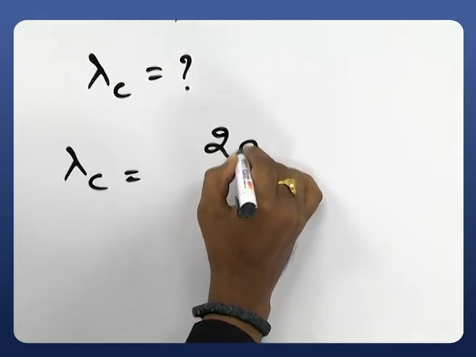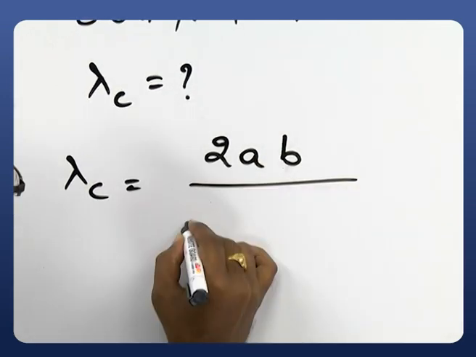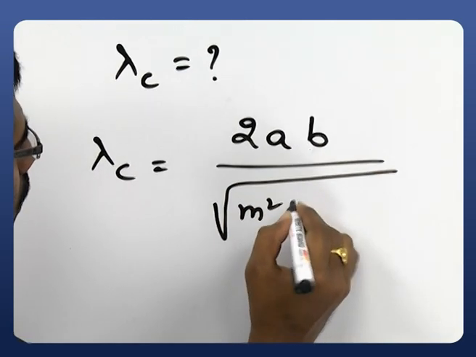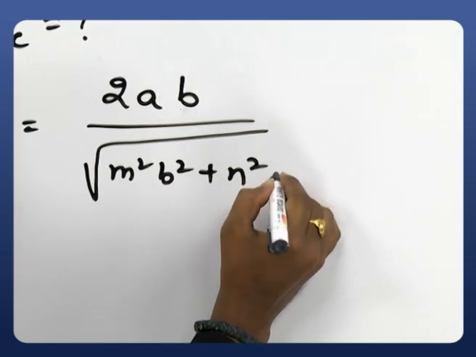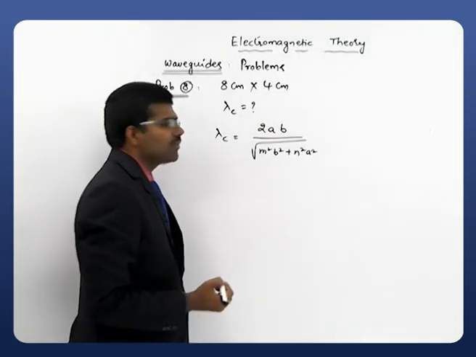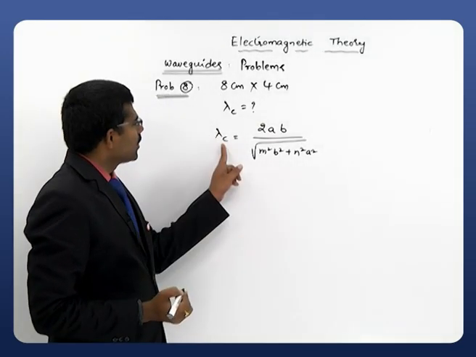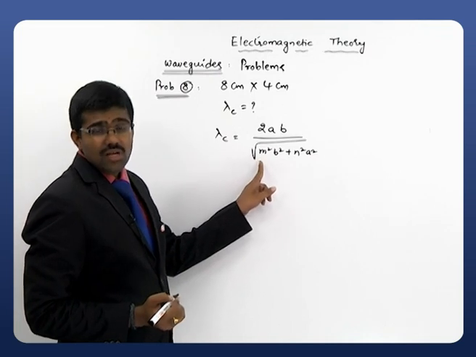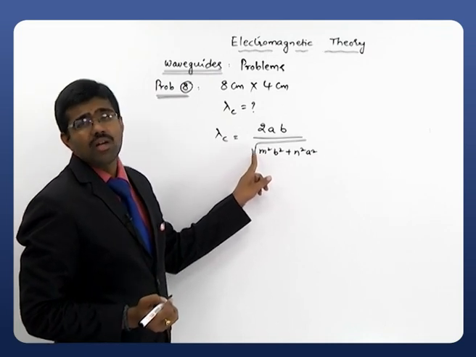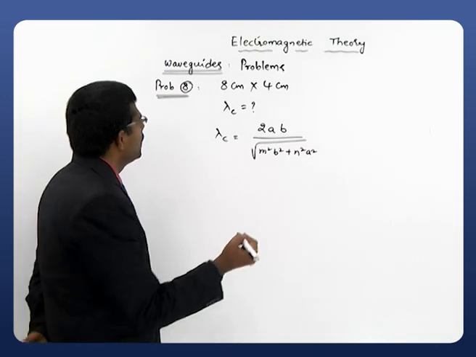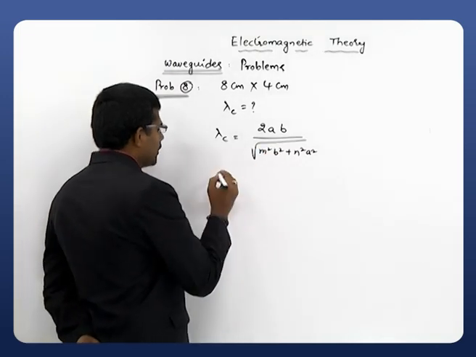Lambda c is equal to 2ab divided by the square root of m square b square plus n square a square. This is the formula for our lambda c. Now the cutoff frequency, which is applicable for which mode? For the dominant mode. For the dominant mode, what is the equation for this one?